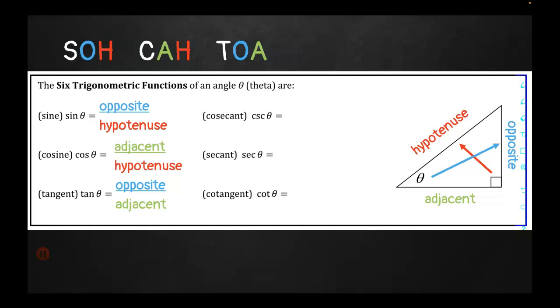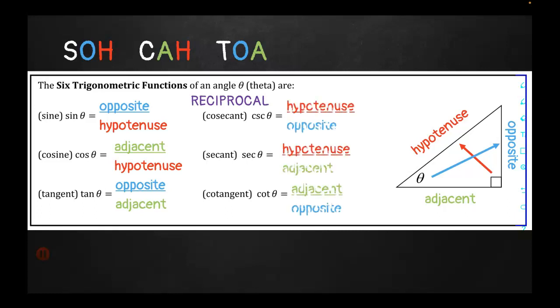Now what you're going to see here is three other trig functions. These functions are just the reciprocal functions of sine, cosine, and tangent, which means all we're doing is taking our ratios and flipping those fractions over. So we're going to have hypotenuse over opposite, hypotenuse over adjacent, and then adjacent over opposite. So let's use these functions and ratios to answer different types of questions given a right triangle.